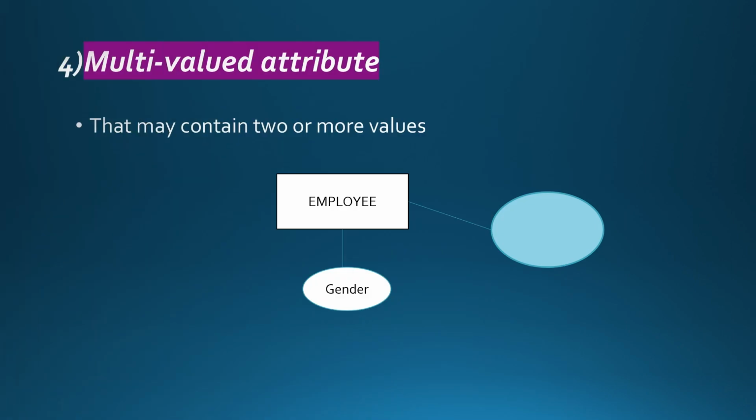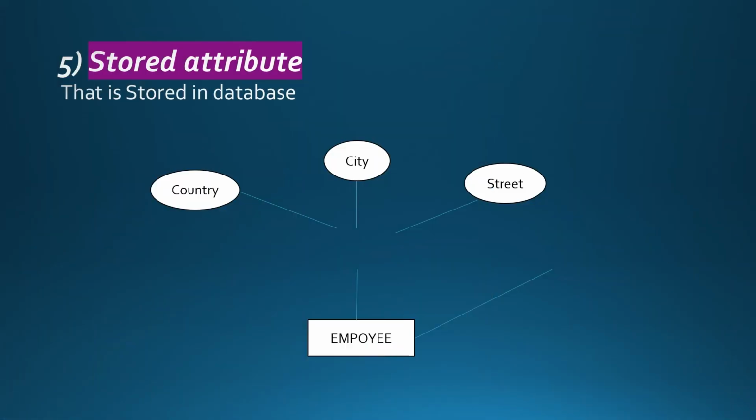Next type is multi-valued attribute, an attribute that contains more than one value, meaning two or more values. Here is the employee entity class. Attributes are gender and skills. Skills attribute is multi-valued because an employee may have more than one skill. For example, an employee is a good programmer, he is also a web developer and he may also be a manager. So these are the different skills of an employee. So skills is a multi-valued attribute, and a multi-valued attribute is represented by a double oval line.